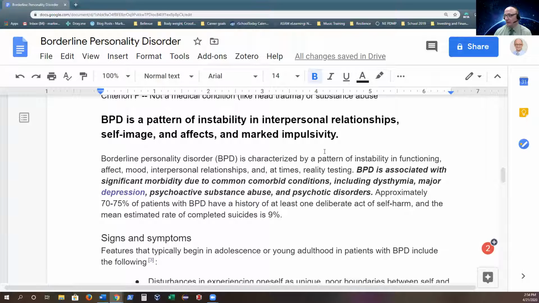Borderline personality disorder is characterized by instability in functioning, affect, mood, interpersonal relationships, and sometimes reality testing. BPD is associated with significant morbidity due to common comorbid conditions like dysthymia, major depression, psychoactive substance abuse, and psychotic disorders. 70 to 75% of people with BPD have a history of at least one act of self-harm, and it has about a 9% rate of completed suicides.